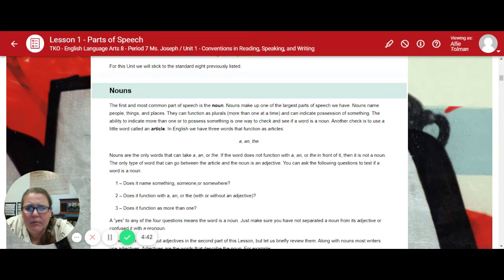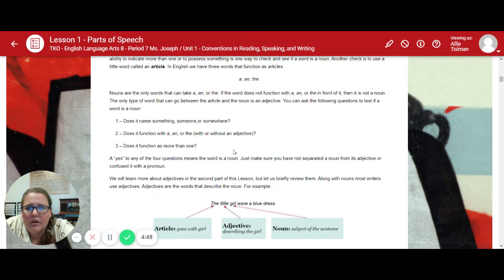In English, we have 3 words that function as articles: a, an, and the. Nouns are the only words that can take a, an, or the. If the word does not function with a, an, or the in front of it, then it is not a noun. The only type of word that can go between the article and the noun is an adjective.